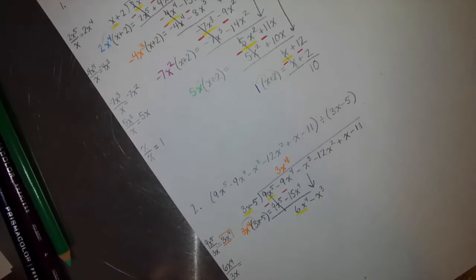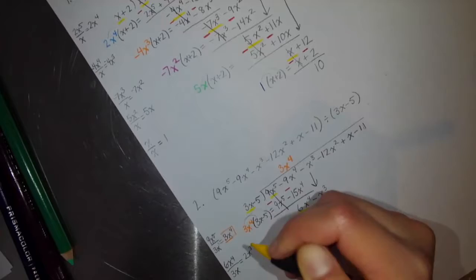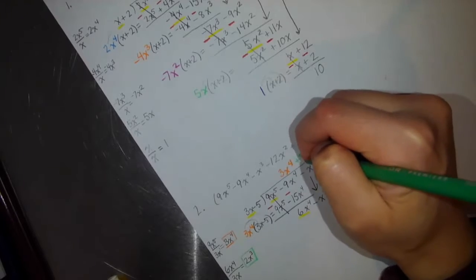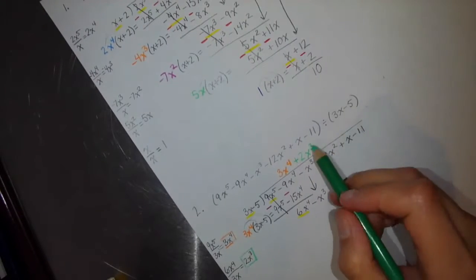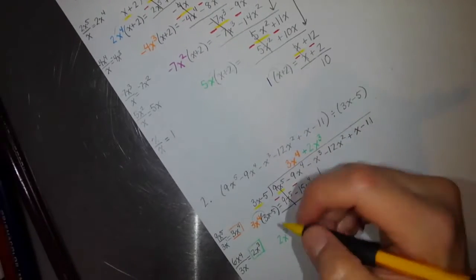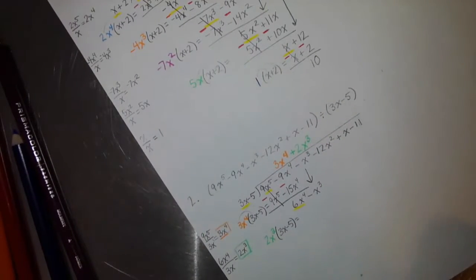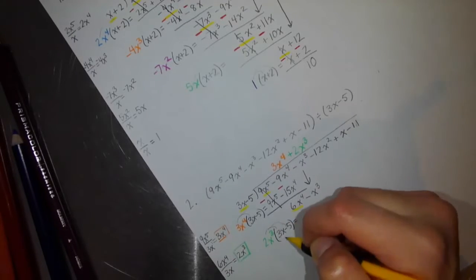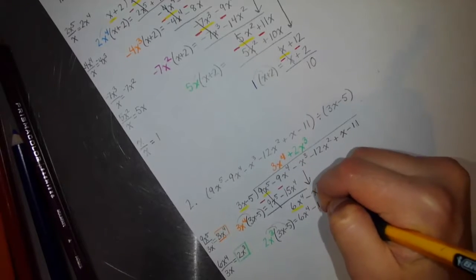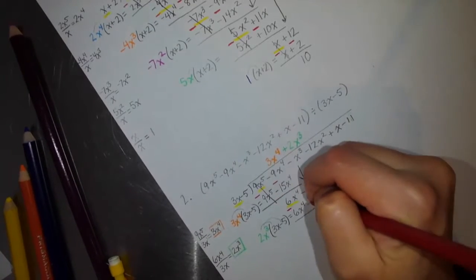Okay, that will give me my next number of 6 divided by 3 is 2. Subtract, I get x to the 3rd. So this is a positive 2x to the 3rd, so this will be plus 2x to the 3rd. And I'm going to multiply it by this, 2x to the 3rd times 3x minus 5. Okay, distribute here. So this will become 6x to the 4th and then minus 10x to the 3rd. Now we do the subtraction.